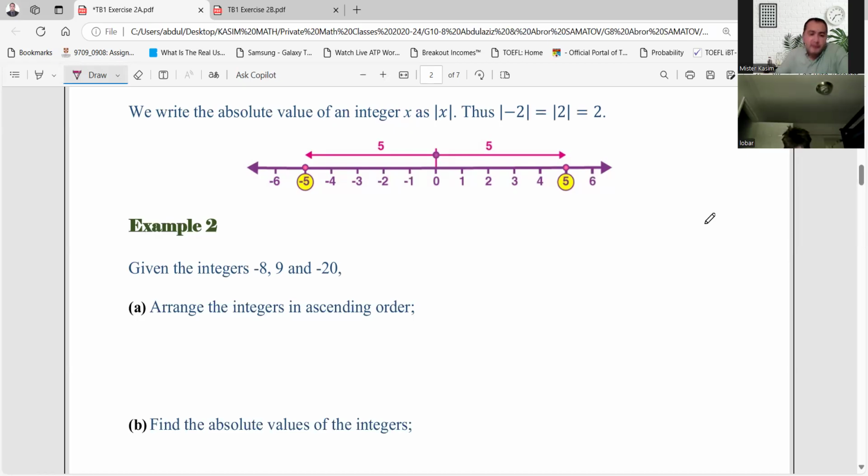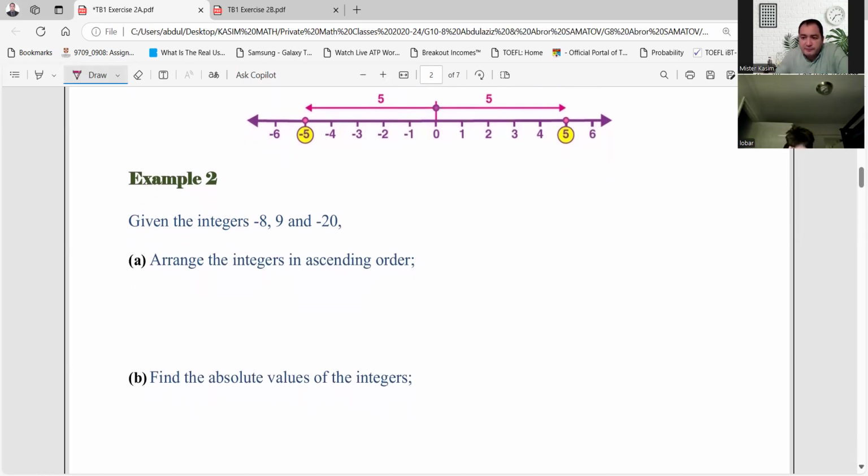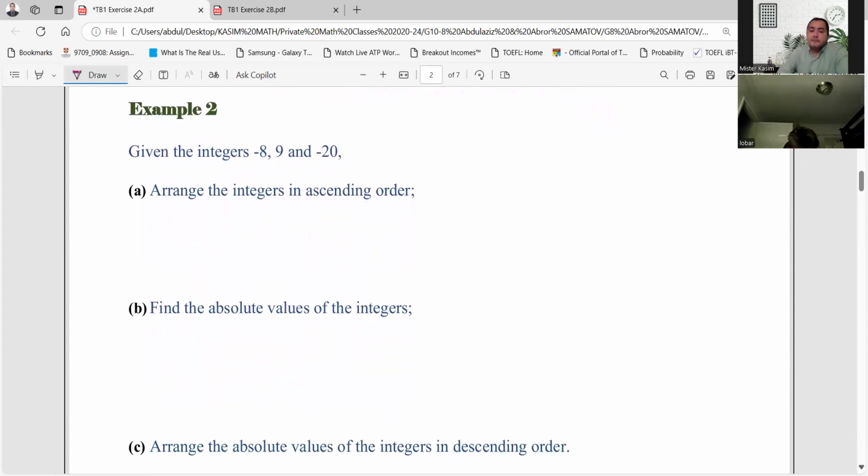Okay, good. And now example 2. This is just the definition we studied last time. Read example 2. Given the integers -8, 9, and -20. Arrange the integers in ascending order.